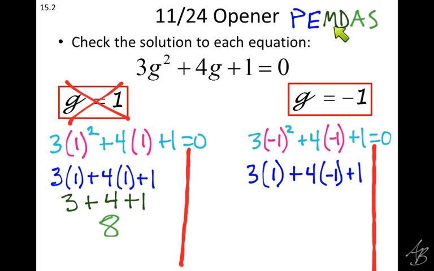After we do exponent, now we're going to multiply and divide, right? So we have multiplication here. 3 times 1 is 3. 4 times -1 is -4. And then we have our +1. And then we move on to addition and subtraction.